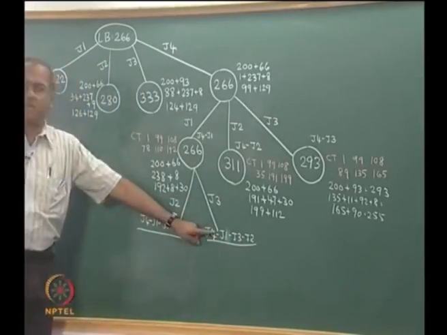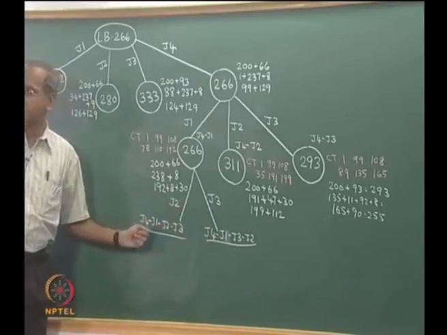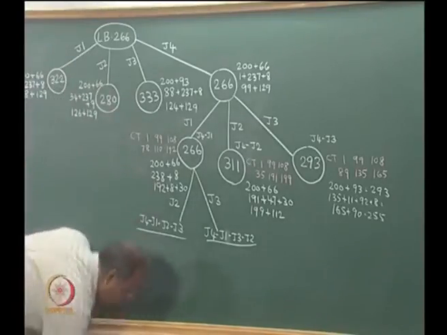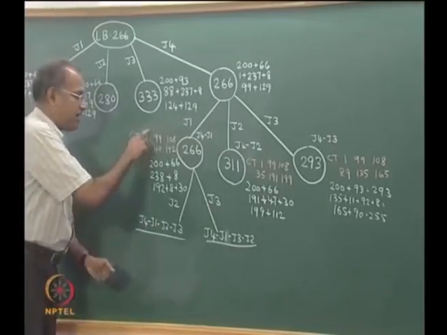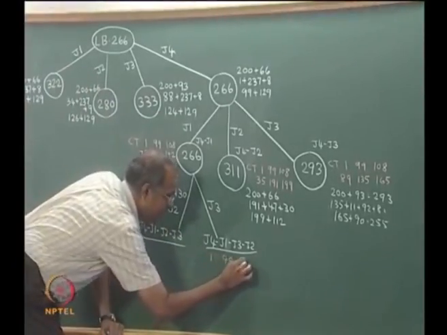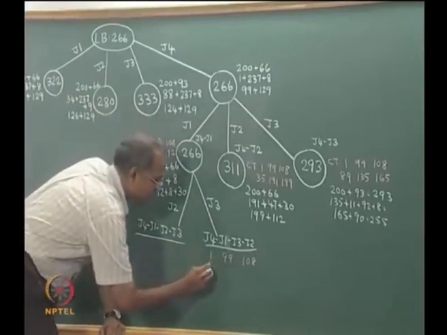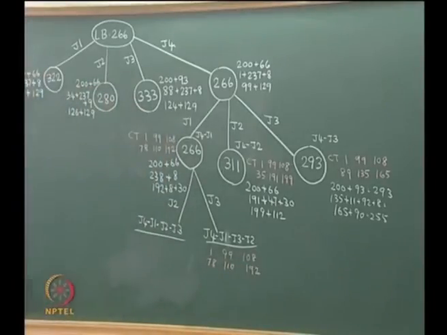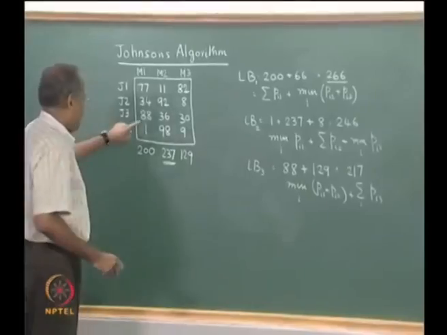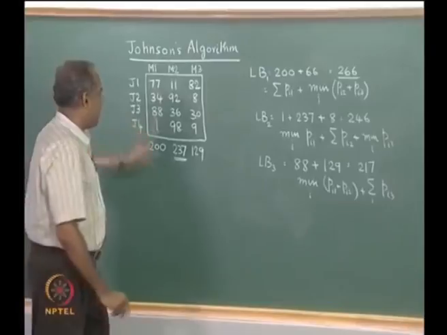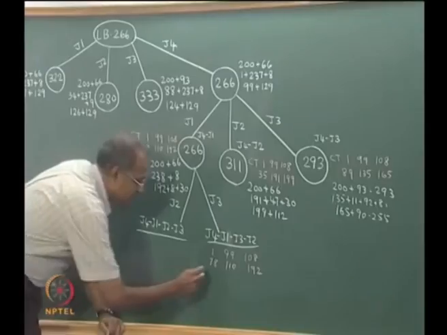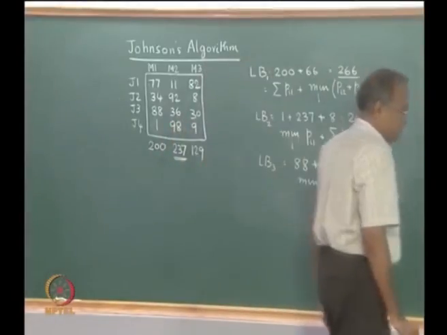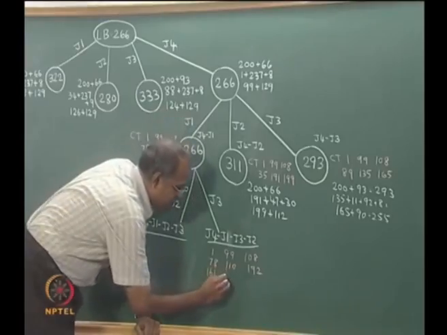So let us first evaluate this sequence and try to learn a few things, then we will come back to the other sequence. We evaluate the full sequence here. For J4 and J1 we already have values, so we write 199, 108, 78, 110 and 192. Now we look at J3. J3 enters at 78, takes another 88, so 166. So at 166 M2 is free, so it takes another 36, 166, 172, 202.